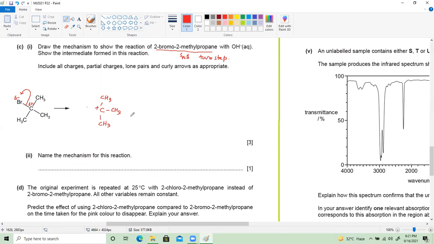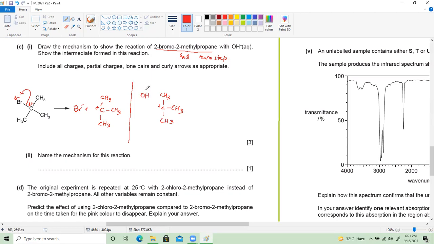Okay. And then in the second step, it will combine with the hydroxide ion. Bromide ion also, obviously, will be released. In the second step, the tertiary carbocation will be attacked by the nucleophile, which is the hydroxide ion.